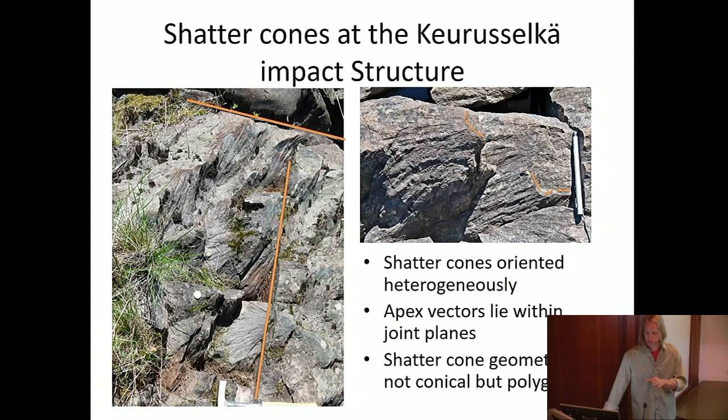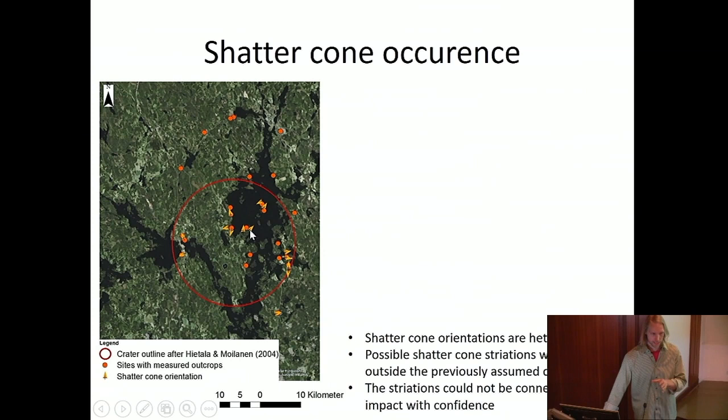Now we also want to have quantitative on top of this qualitative data, of course. So first off, let's look at the shatter cone distribution shown here. The arrows show more or less the mean orientation of shatter cones. You already see they are kind of all over the place. But the shatter cone occurrence seems to stay within the crater, except for this one down here. There was one finding of a possible shatter cone seen here.